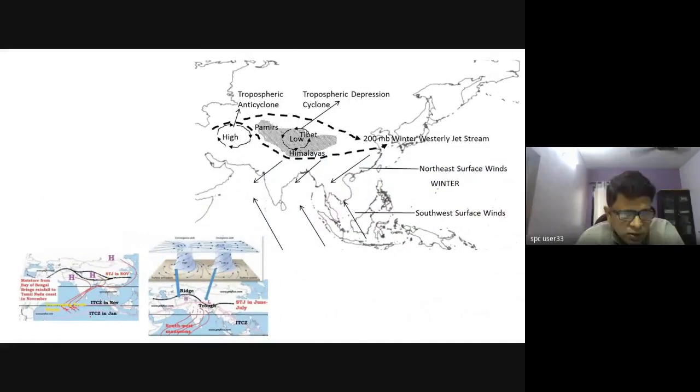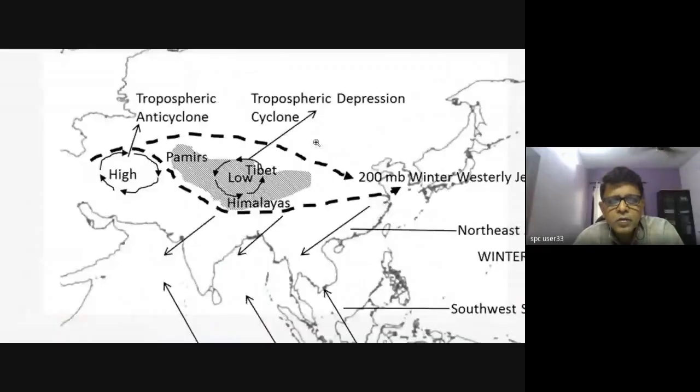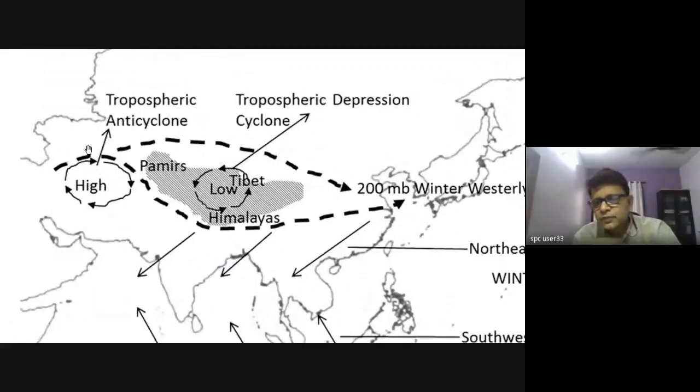Let us try to understand the whole issue. You'll see that the jet stream has split into two parts, and you'll see that you have the low pressure here, the tropospheric depressional cyclone that you will have on the Tibetan highland. This is not a part that you should be doing for your studies, but this is an extension of understanding jet streams.